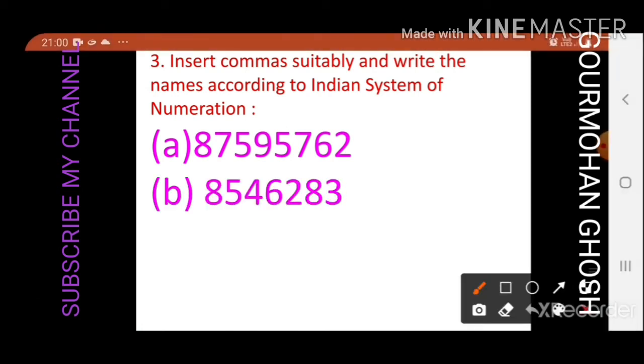Next you see, again use the comma as per the Indian system of numeration. Use comma, 3 digits from right to left, then 2 digits, then 2. This is the place for the lakh, this is the place for the thousand, and this is 100 and 10 and 1. Now you tell the numbers. What are the numbers? So this is 85 lakhs 46,283.